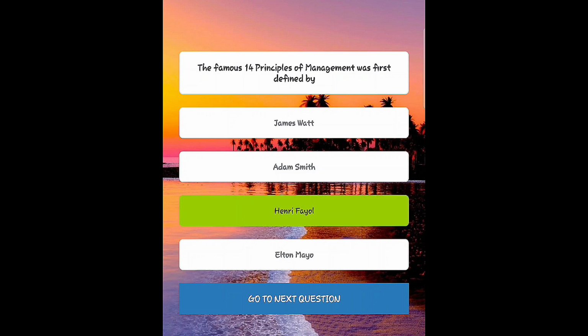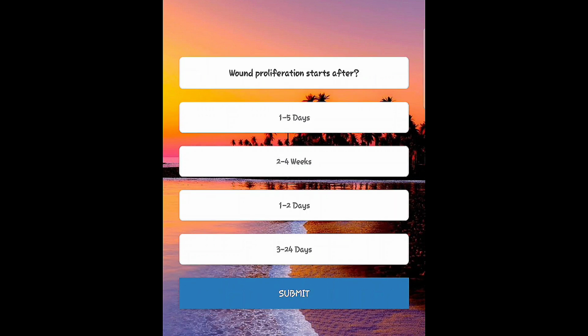Next question. When does proliferation start after injury? Proliferation is basically when the tissue starts coming up, I think. Yep, that should be 3 to 24 days. No, 1 to 5 days. Anyway, let's choose this and see. 3 to 24 days. Okay. Yes, the correct answer is 3 to 24 days.